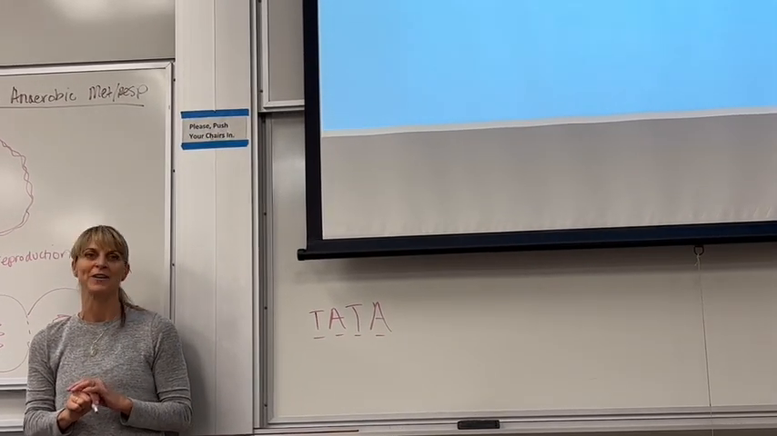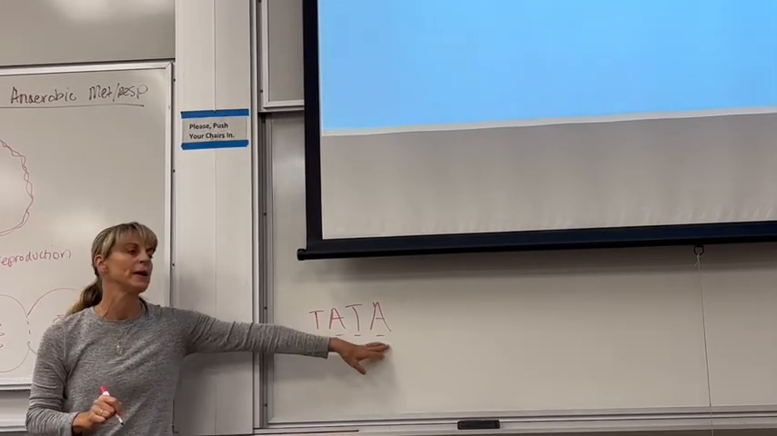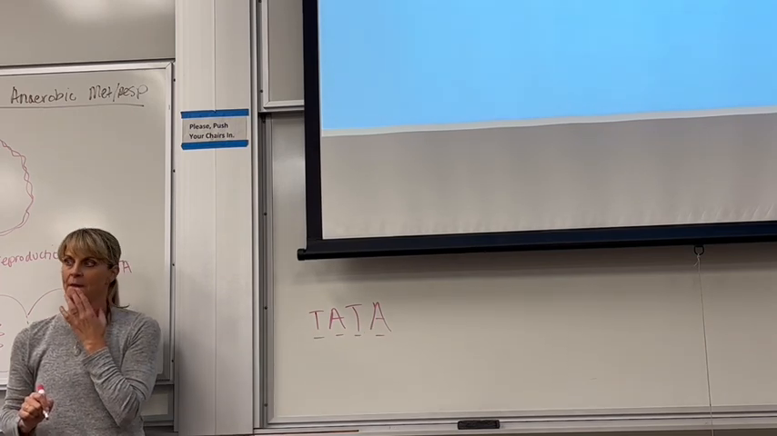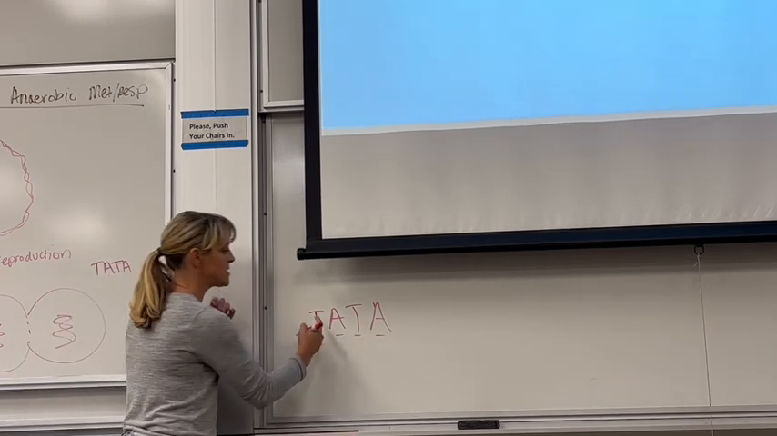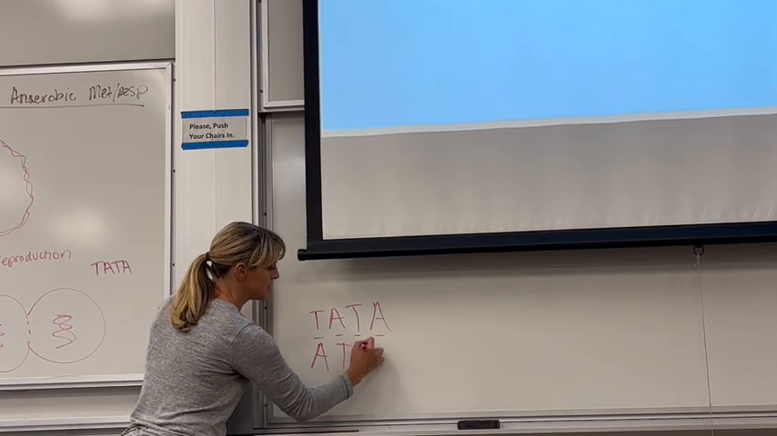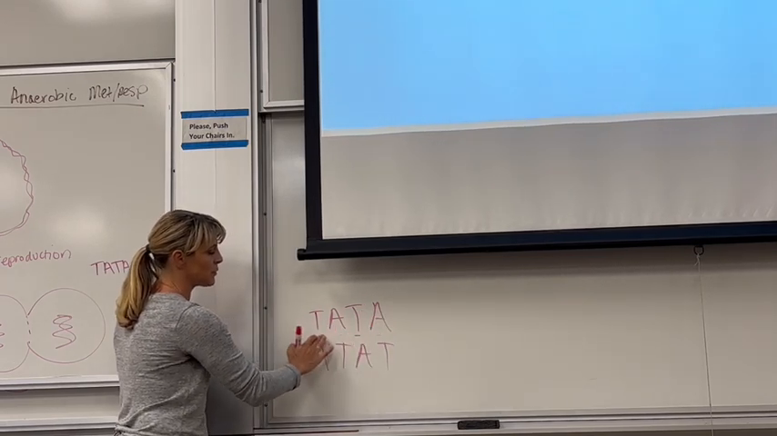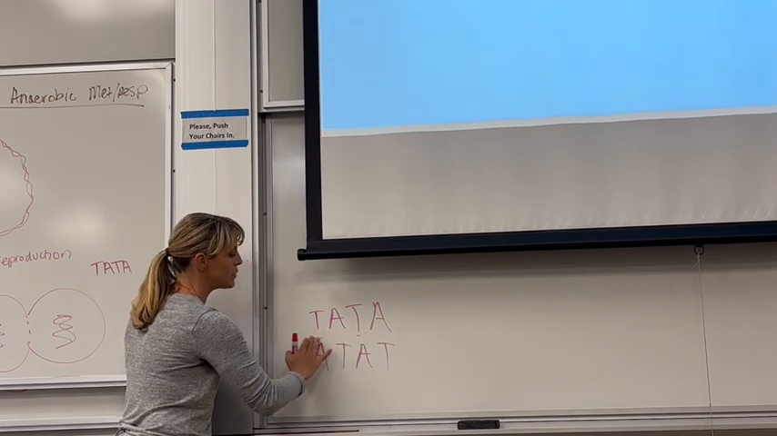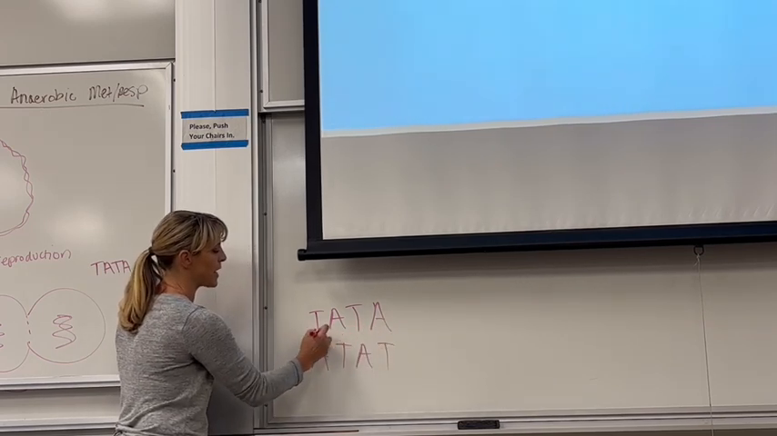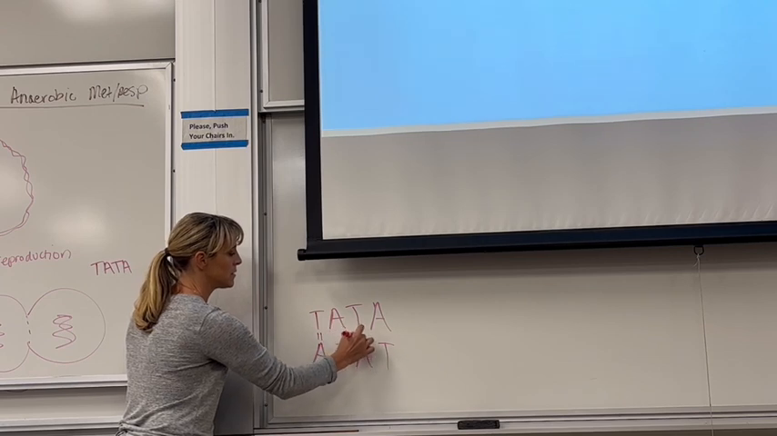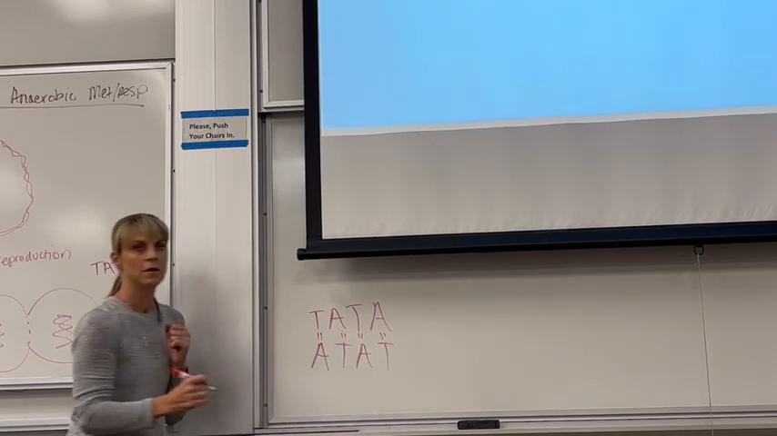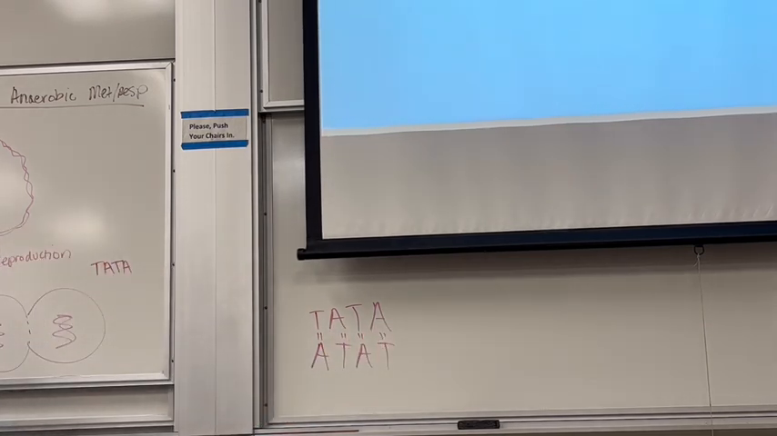Yeah, tater tot box. What do those letters remind you of? Yes, adenine, thymine, adenine, thymine. So together in the double strands, that's what they would look like. Why would this be a good spot for replication to start? Easy to break. Because they only have double bonds.